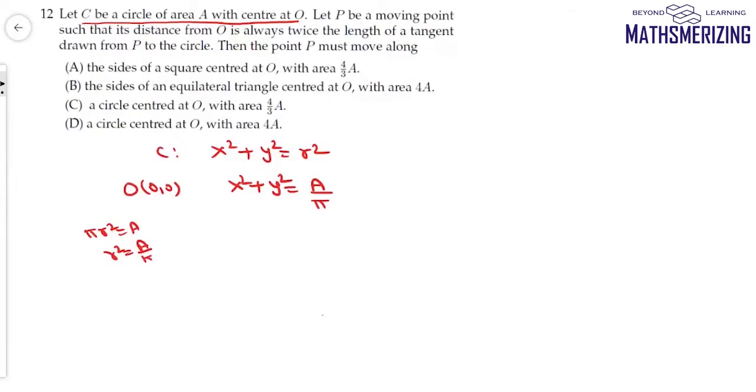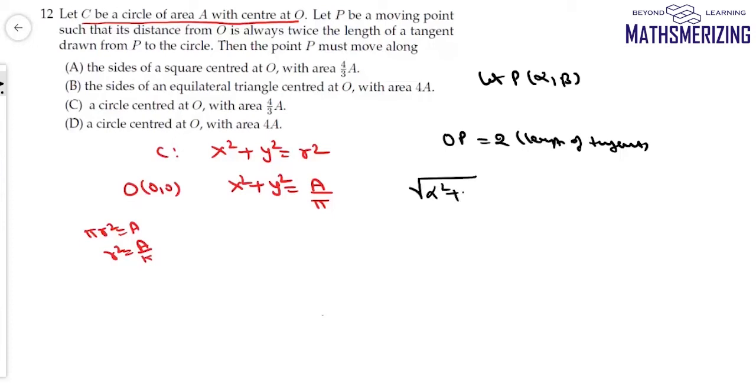Now it says, suppose there is a point P such that the distance of this point from origin is twice the length of the tangent drawn from P to the circle. So the condition given is that OP is 2 times the length of the tangent. Now we need to find the locus of this point P. So what I'll do is I'll let this point P be alpha comma beta. Now what's OP? OP is simply the distance from origin, so it will be under root of alpha square plus beta square and 2.